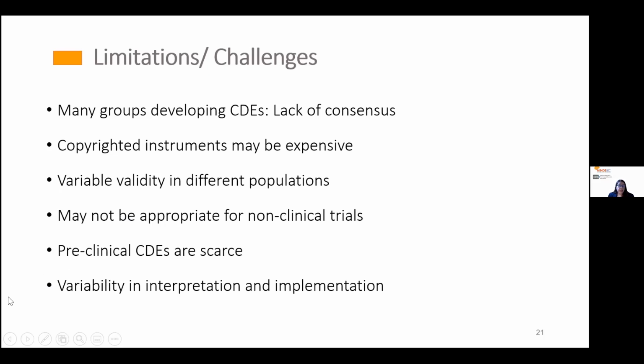Also, in terms of preclinical, because I talked about clinical only, preclinical CDEs are very scarce. I don't think there are any, or very little. There's no consensus in how to collect data, so we're also working on that at NINDS. And there may be variability in interpretation and implementation of these CDEs.